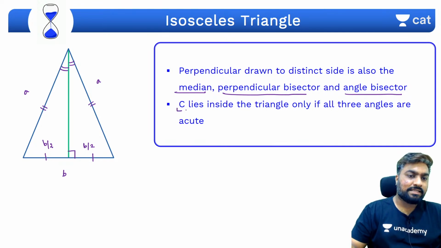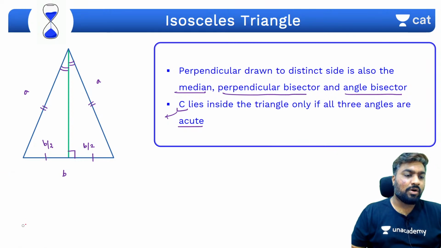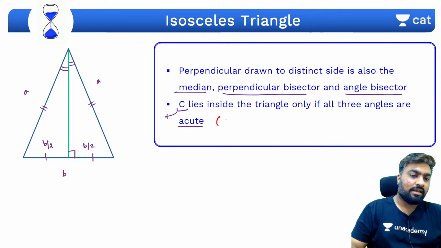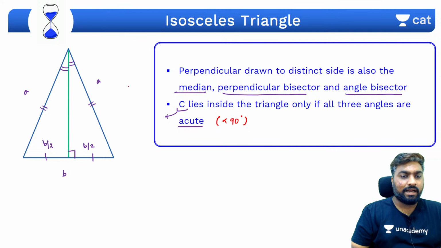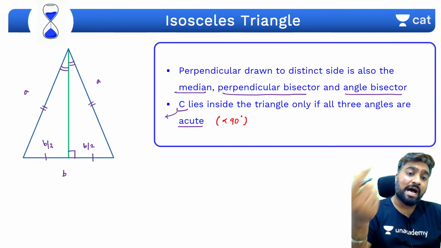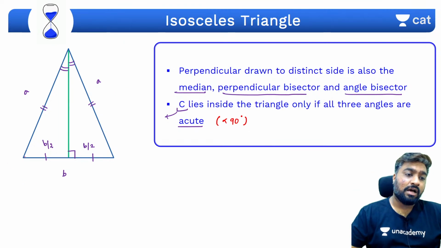And look at this. सी मतलब क्या? सर्कमसेंटर। The circumcenter lies inside the triangle if all the three angles are acute. अगर तीनों एंगल लेस देन 90 है, if all the three angles are less than 90 then circumcenter will lie inside, otherwise वो बाहर रहेगा। सर्कमसेंटर बाहर भी हो सकता है क्योंकि जब हम परपेंडिकुलर ड्रॉ करेंगे तो परपेंडिकुलर आप एक्सटेंड भी कर सकते हो, है ना. You can extend this all the way.